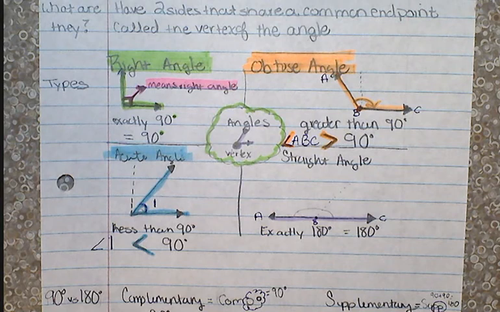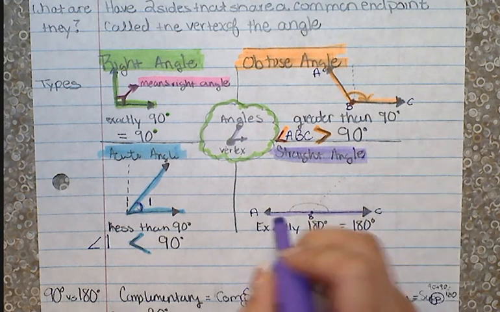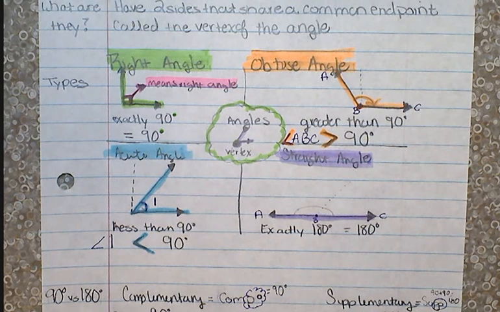Okay, now we have a straight angle. A straight angle is exactly 180 degrees. Okay? 180 degrees. What does that look like? It's a straight line, right? Straight angle, straight line, 180 degrees.